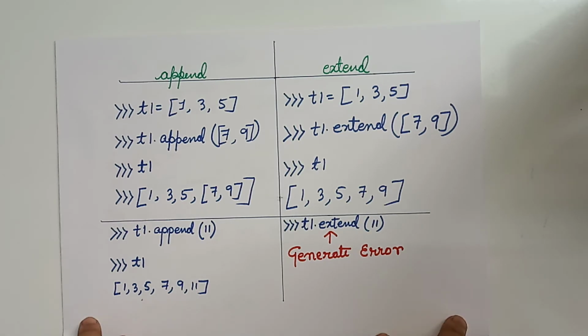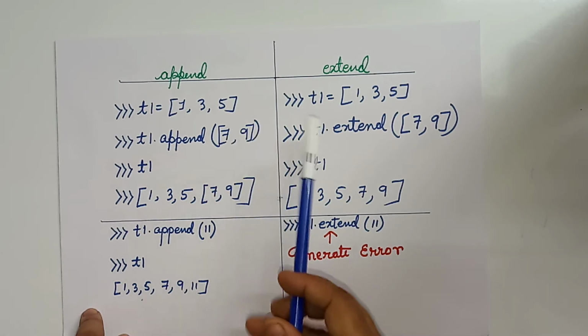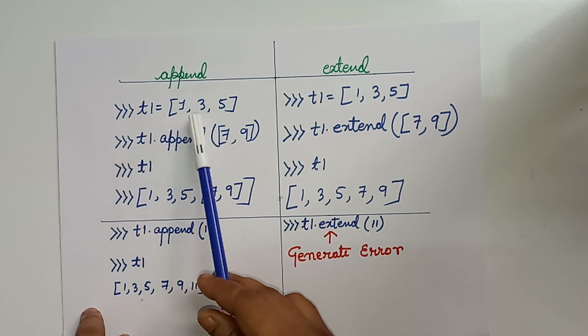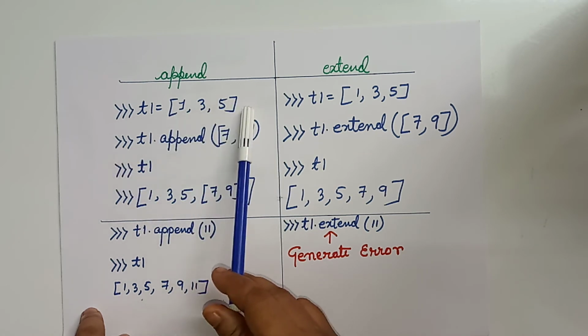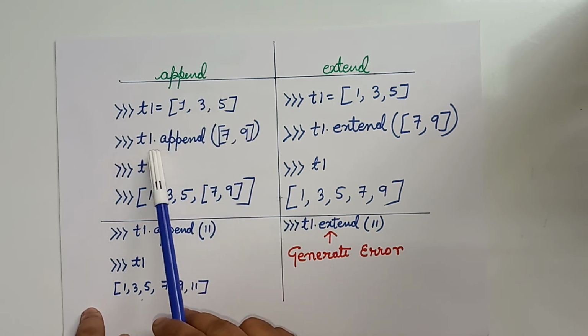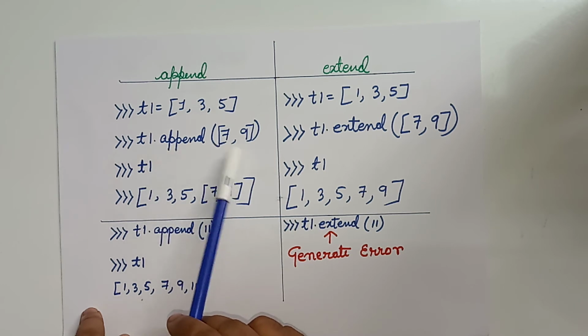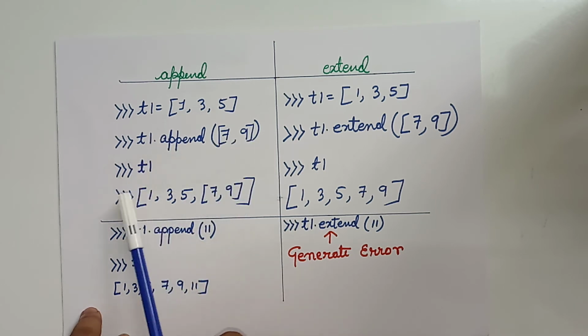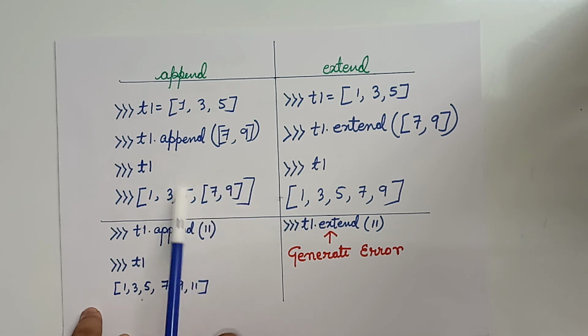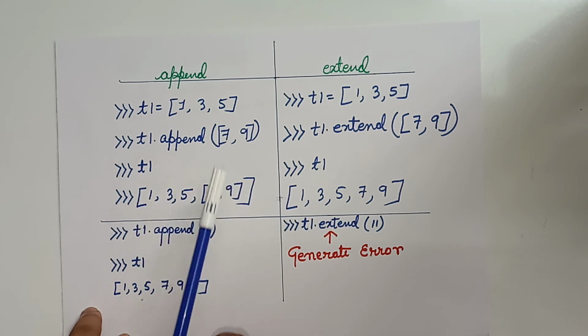Let's understand with an example. Here we have taken T1, the contents of T1 are 1, 3, 5 and we have used the append function. That means we are going to add a list, that is 7 and 9. Now you can see over here, 1, 3, 5 and 7 and 9 are added just like a nested list. So how many elements are there? 1, 2, 3, 4. 4 elements.